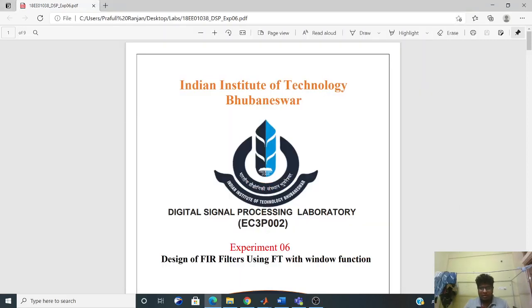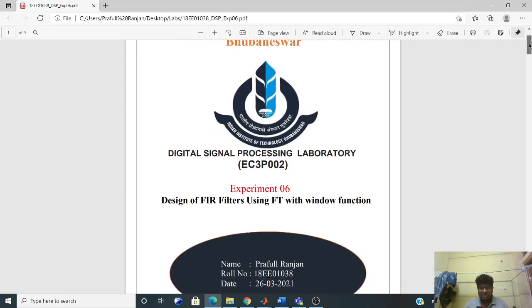Hi, myself Praful Ranjan and this is Digital Signal Processing Laboratory, experiment number 6: design of a FIR filter using Fourier transforms with window function.